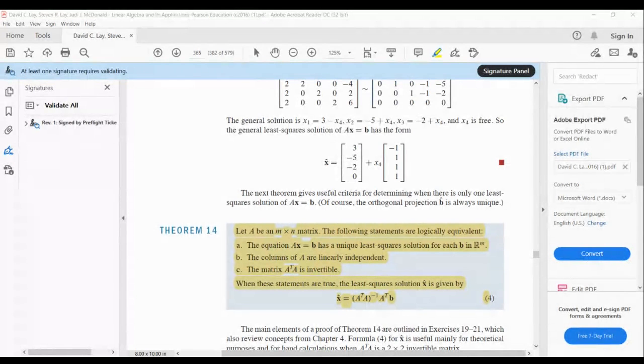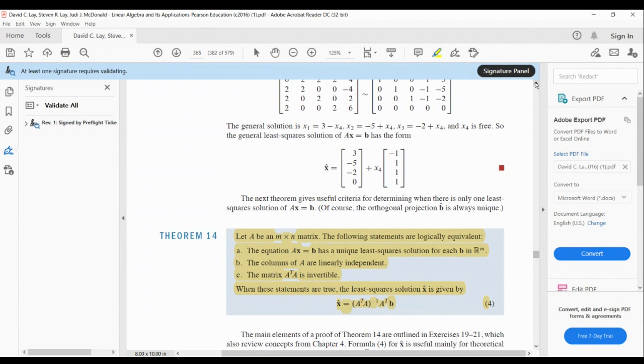If you have a unique least squares solution, that means the columns of A are linearly independent. And A transpose A is invertible, and then you have the formula. But what happens if you have a matrix A where the columns are not linearly independent? Well, that relates to the second example.